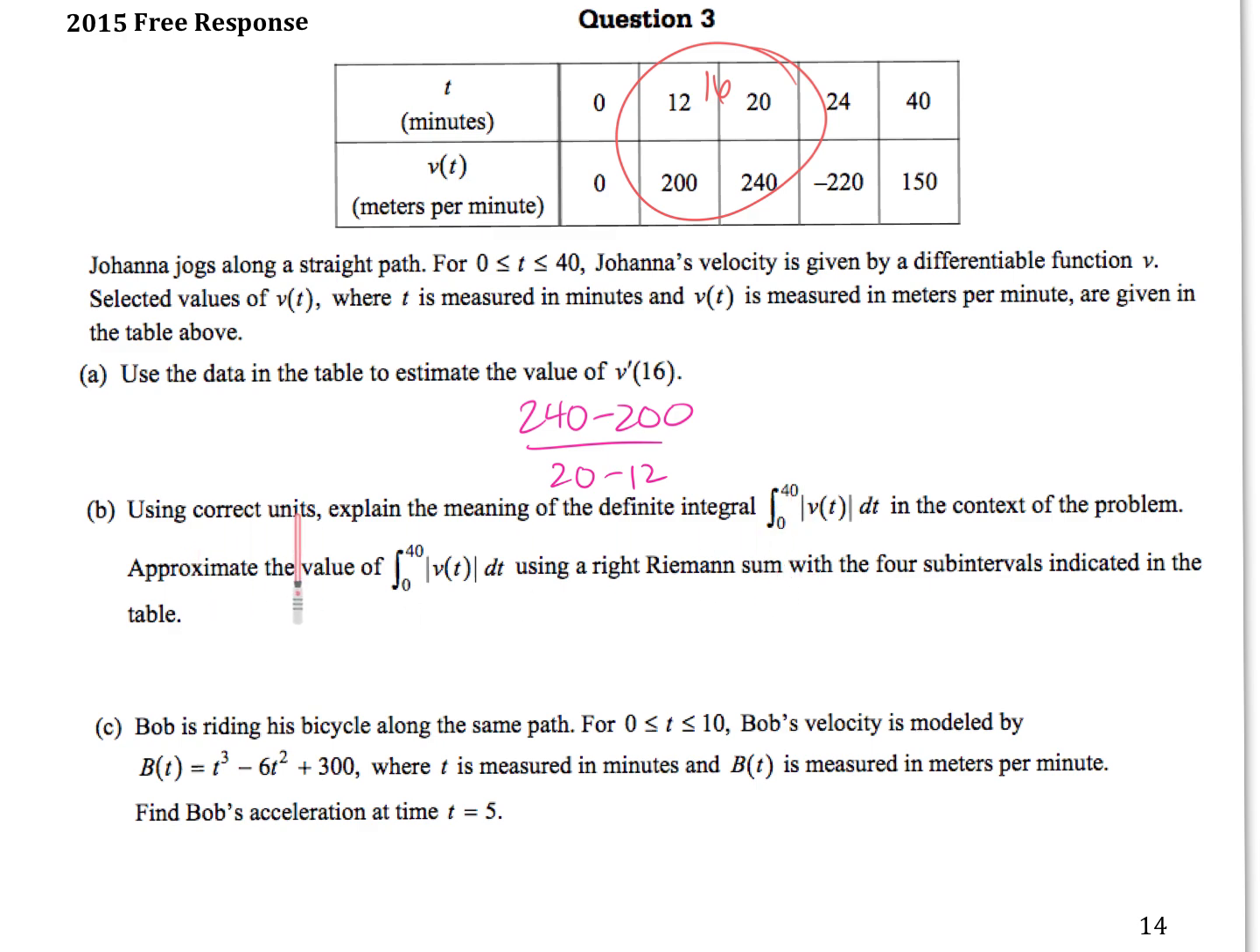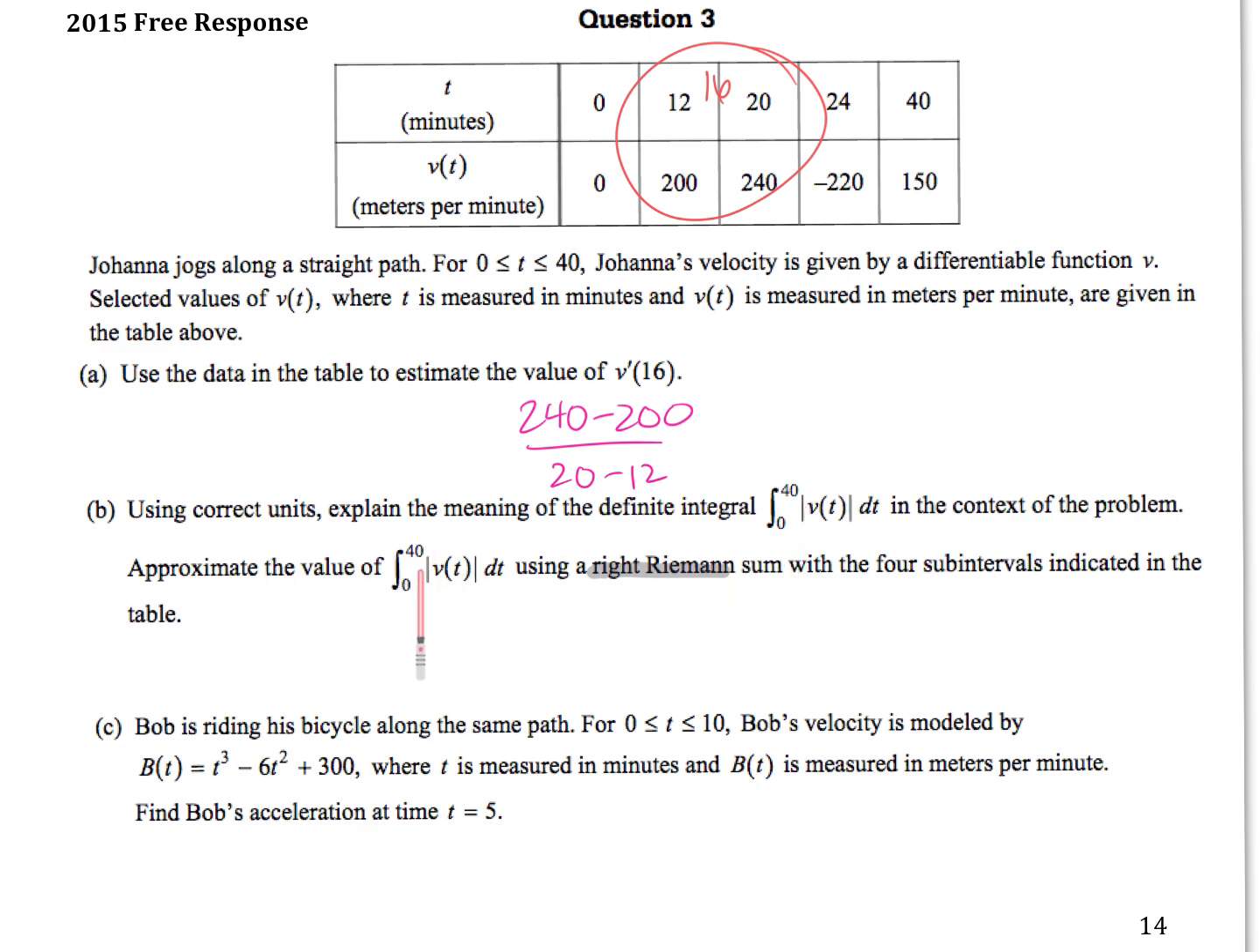Let's go do B, because now in B, we see the symbol, and this is what we just learned about. Using the correct units, explain the meaning of this, and then approximate it. Oh my gosh, using a right Riemann sum. Oh my goodness, here we go. Okay, let's do the approximation actually, then we'll do the units.